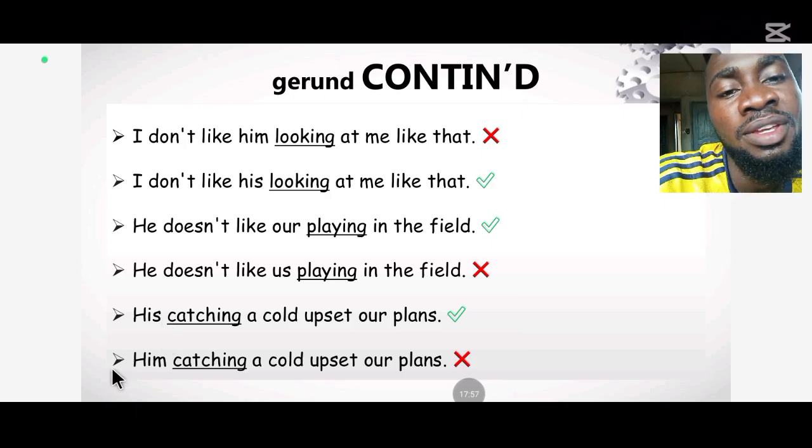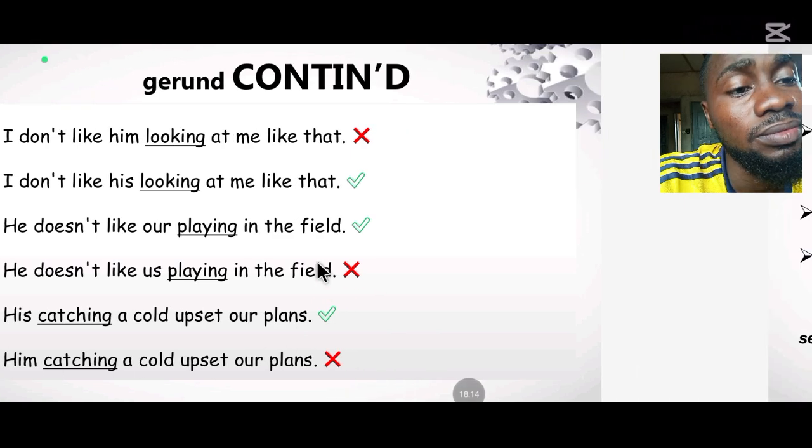The last one, him cashing a code upsets our plan. You can see they are using an indefinite pronoun here, which is wrong. Always put a possessive adjective. Moving on.